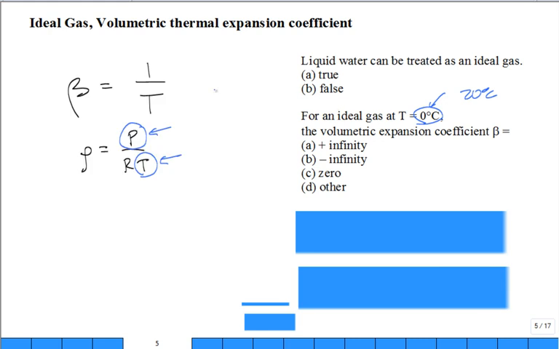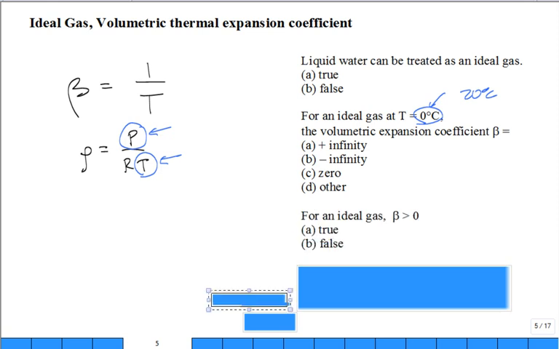Let's try another one. Would you like to try another one? All right. For an ideal gas, beta is always greater than 0. All right, let's go ahead and stop it. Well, how can I put in a value of temperature in the beta equals 1 over T and get a negative quantity?